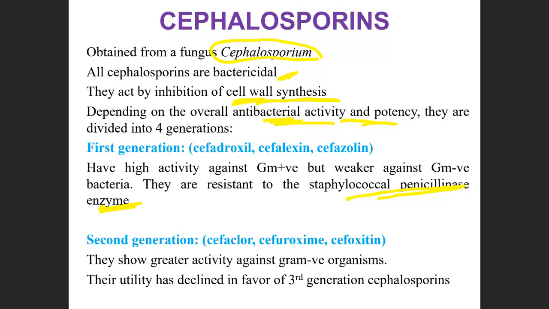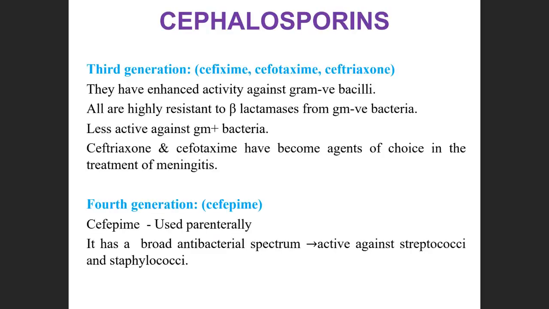Whereas the second generation drugs like cefaclor, cefuroxime, and cefoxitin act against gram-negative organisms, and their utility is declined in favor of the third generation. So the first generation acts against gram-positive with less activity against gram-negative, but here it is active against gram-negative with less activity toward gram-positive. When we come to class 3 drugs, they have enhanced activity against gram-negative bacilli, and are highly resistant to beta-lactamase, with less activity against gram-positive.